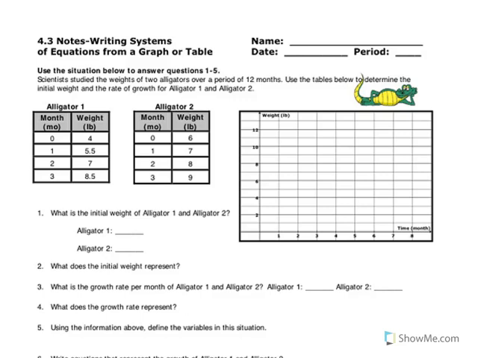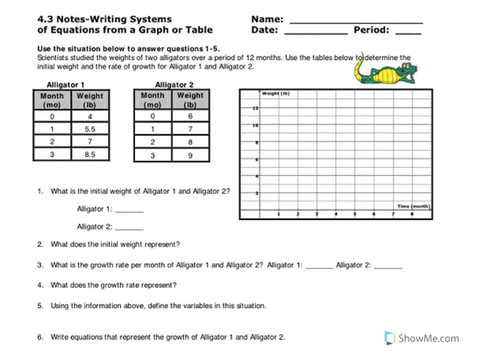These are Algebra Notes 4.3 on writing systems of equations from a graph or a table. Now, here's the thing, guys. We have been writing equations by looking at graphs and tables all along. When we're doing a system of equations, it just means we're going to do it twice.